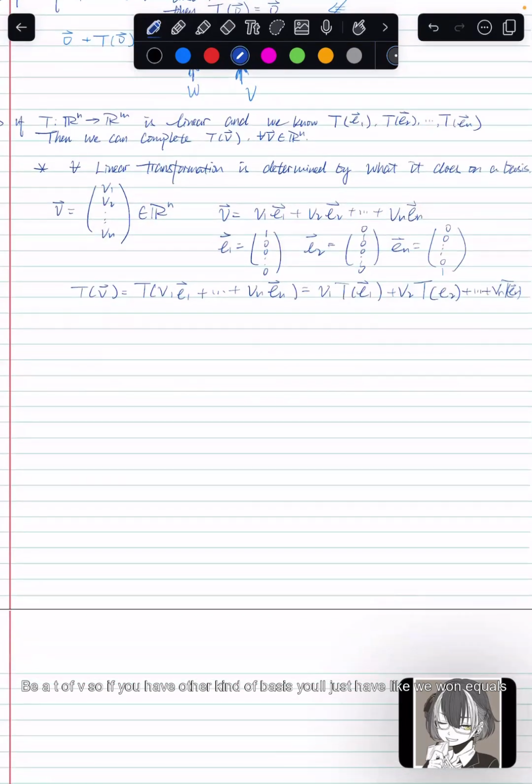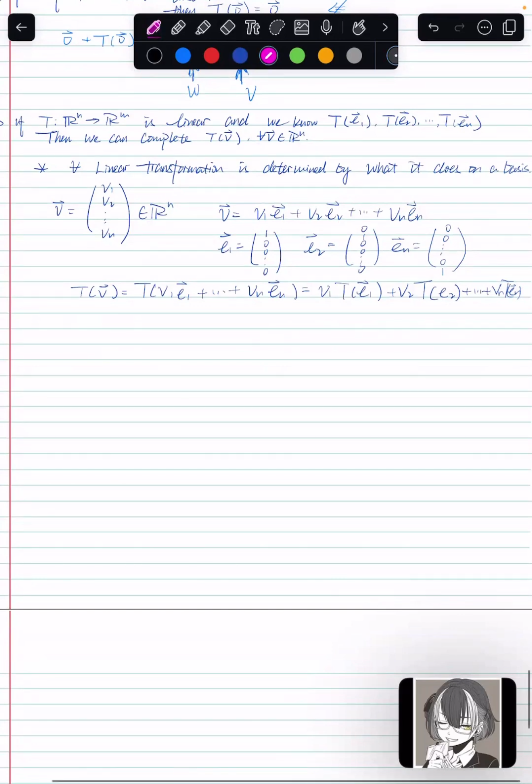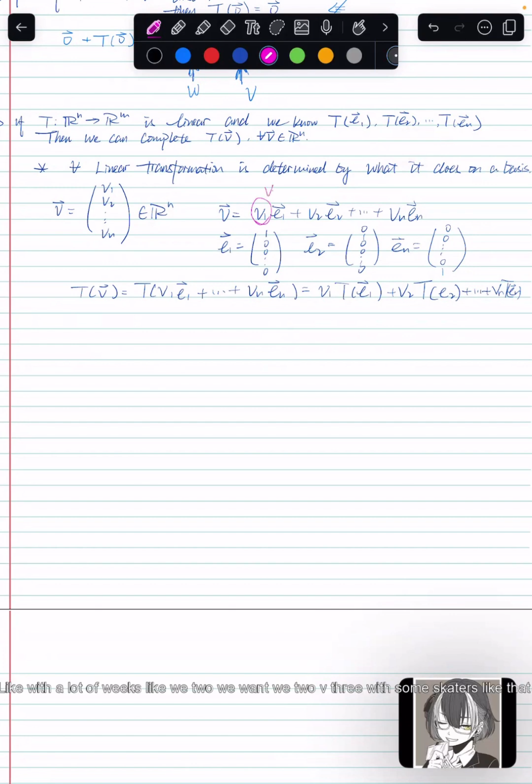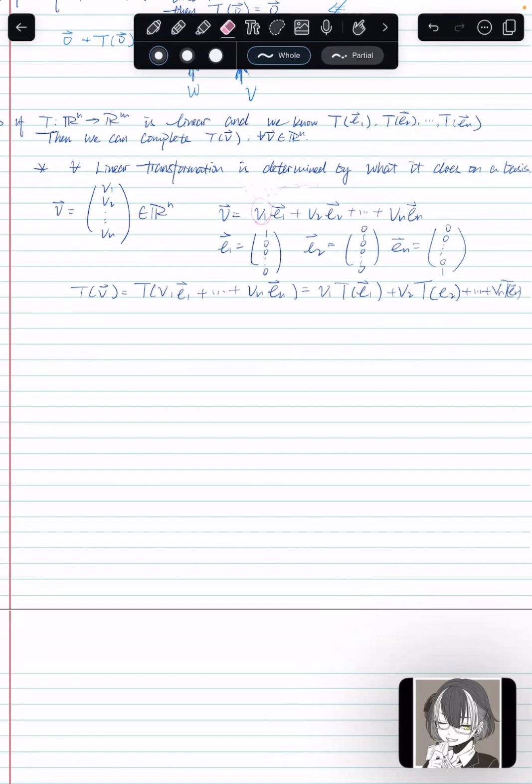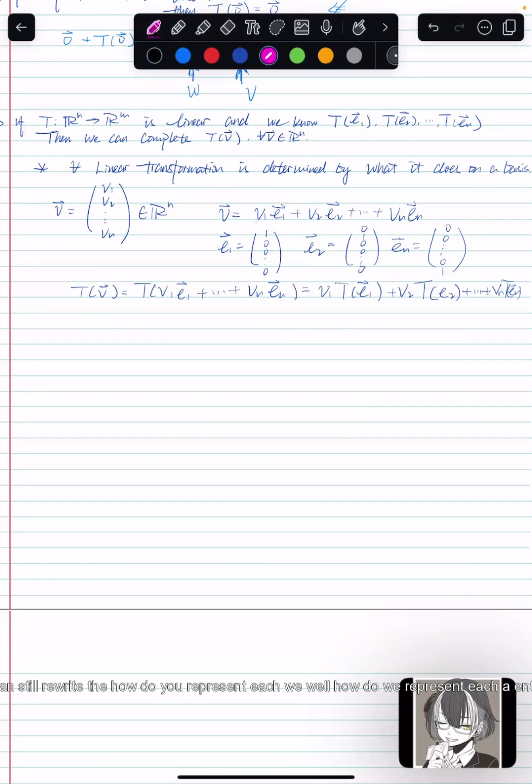So if you have other kinds of bases, you'll just have something like this. V1 would be something else, with a lot of v's, like v1, v2, v3, with some scalars like that. We've seen examples before. But we can still rewrite how we represent each entry of V.